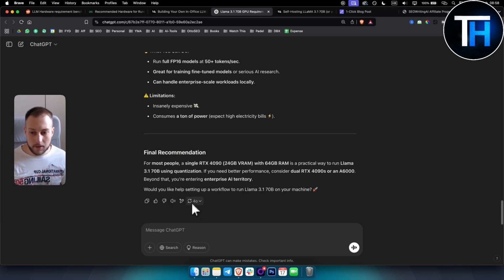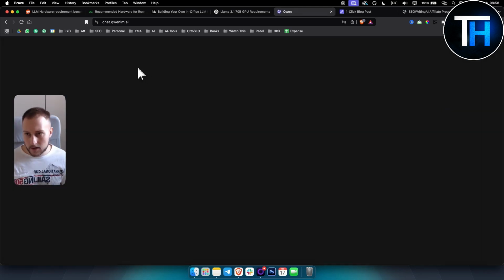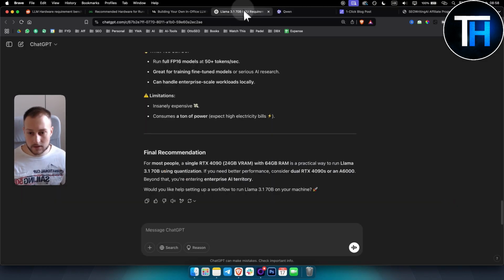So for example, if I go to Qwen, and Qwen has different models, we have a 72 billion instruct model, Qwen 2.5, 72 billion. So let's say we want to run that. What are the system requirements for the Qwen 72 billion instruct model?